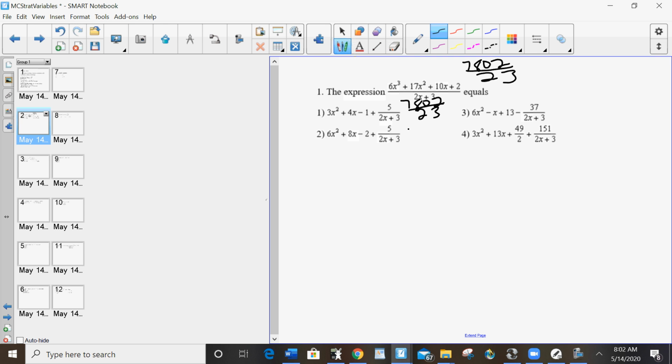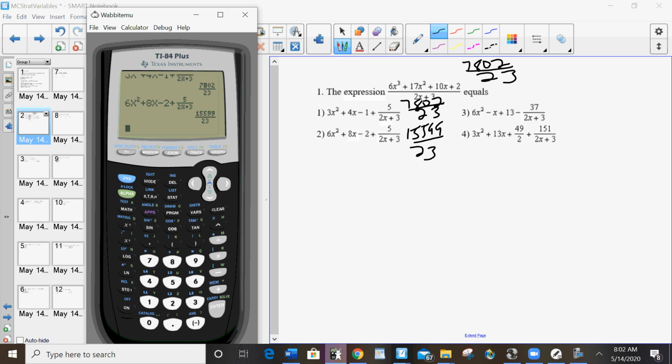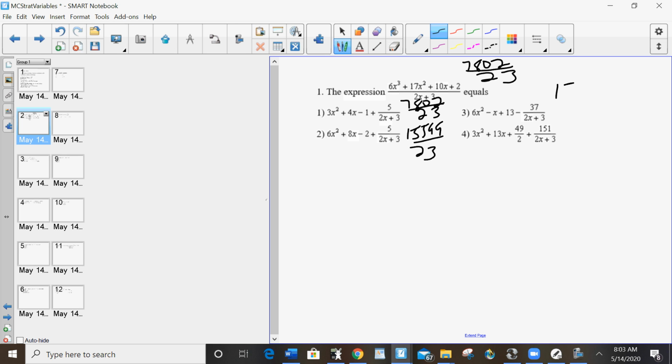15,599 over 23. 6x squared minus x plus 13 minus alpha y equals enter 37 over 2x plus 3. 13,832 over 23.